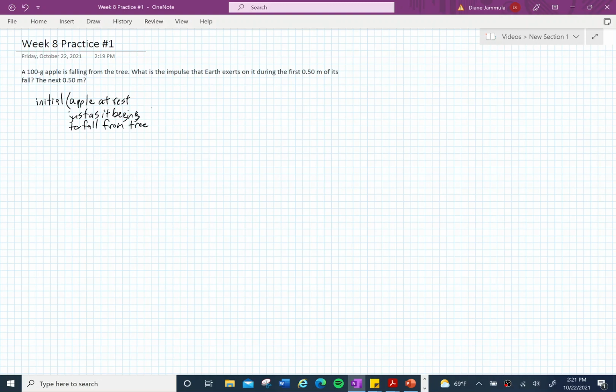Okay, and then I'll make our final moment when the apple has fallen 0.5 meters. Okay, I'm going to sketch each of these moments and then put any relevant info. Let's see, I think here's my tree. Here's my apple, tree trunk, and some ground.